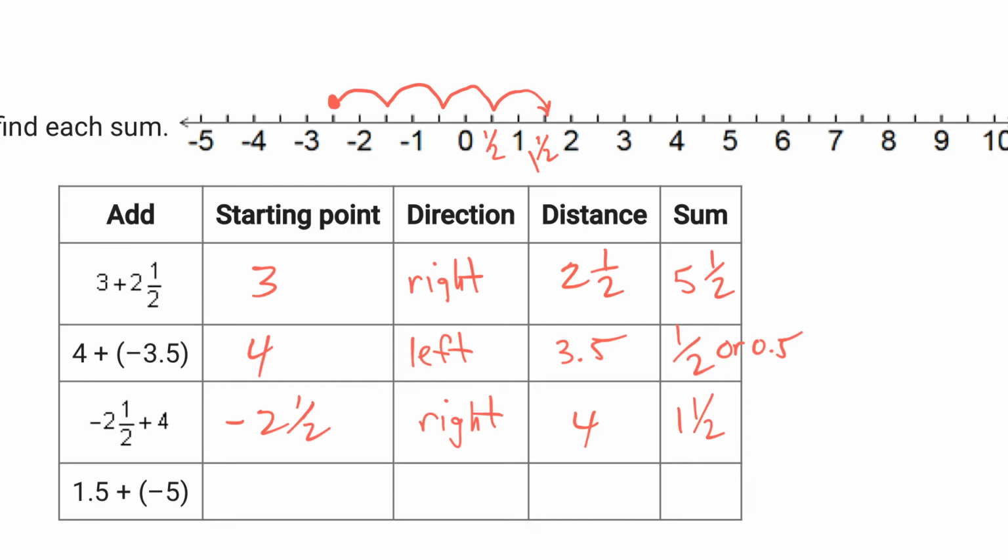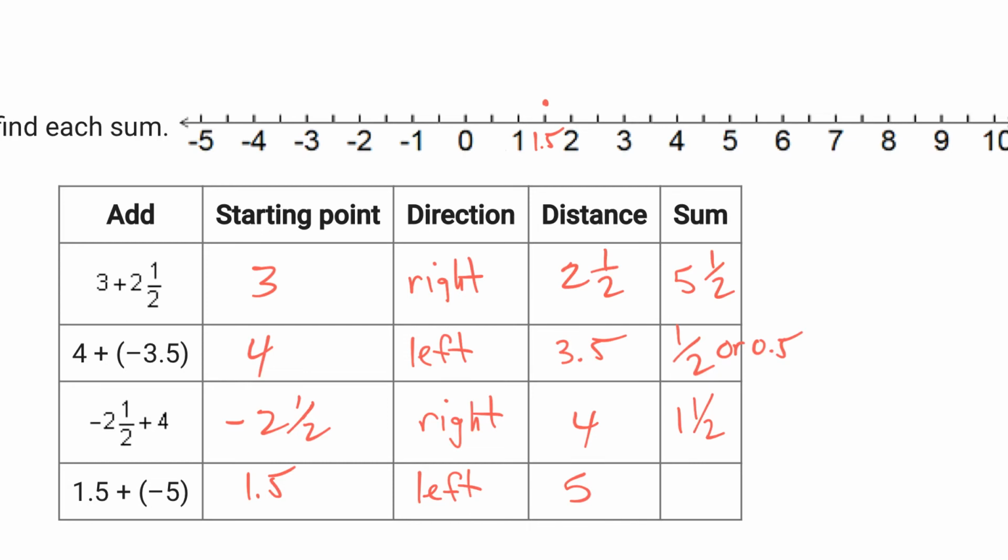And finally, let me erase this here. I start at 1.5, which 1.5 is right here. So starting point is 1.5. And I have to move to the left, right? Because that's negative. So I have to move to the left. And I have to move to the left 5 spaces. So starting at 1.5, I move to the left 5.